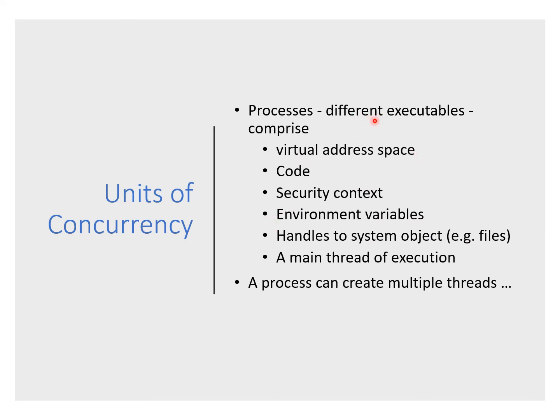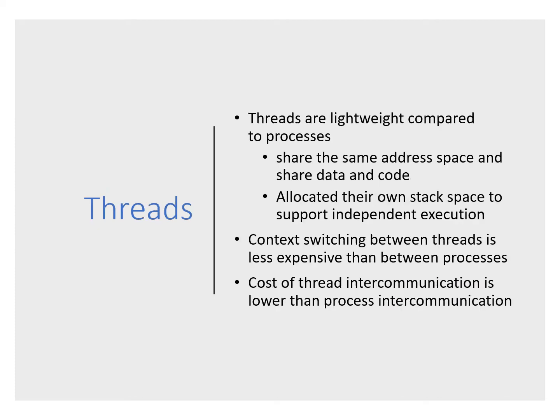So processes are different executables. Every process has its own virtual address space, code, security context, environment variables that are passed to it when it starts, handles to system objects, and one thread of execution. And any process can create multiple threads internally. Threads are lightweight compared to processes. They share the same address space and sharing the same data and code, but they have their own stack space so that they can handle independent execution. They can execute the shared code at different spots at the same time.